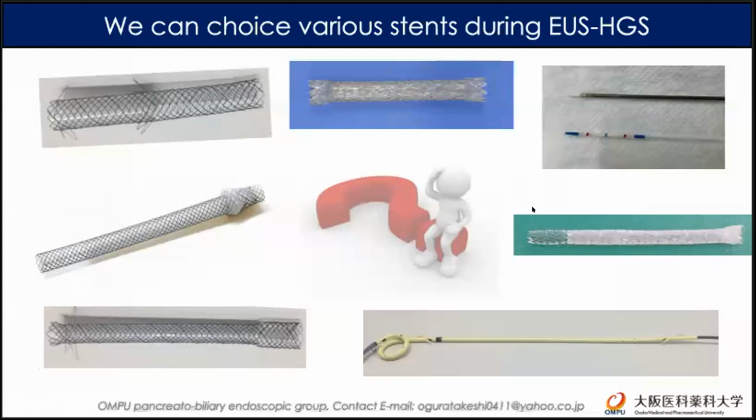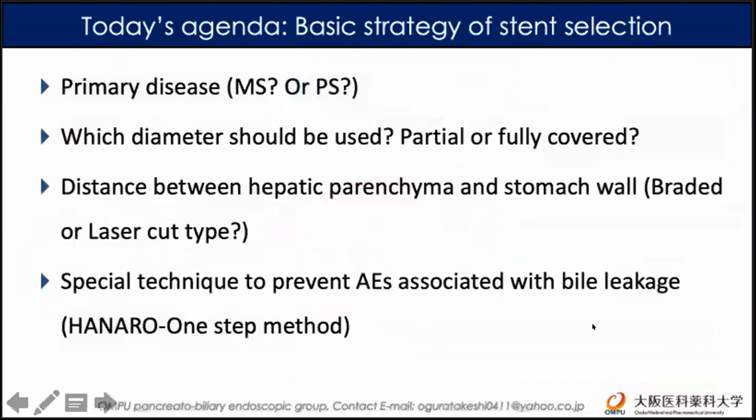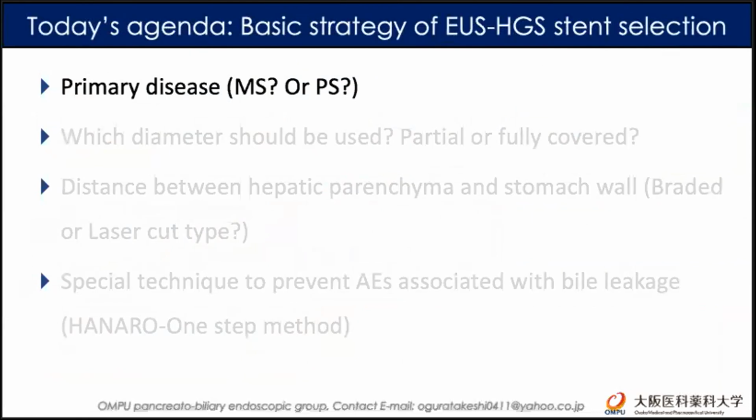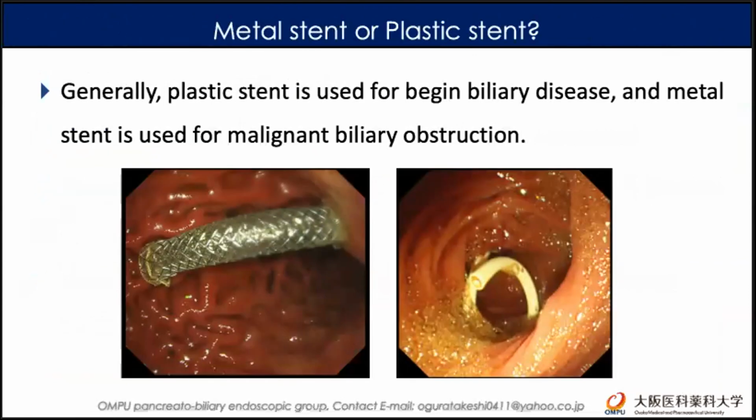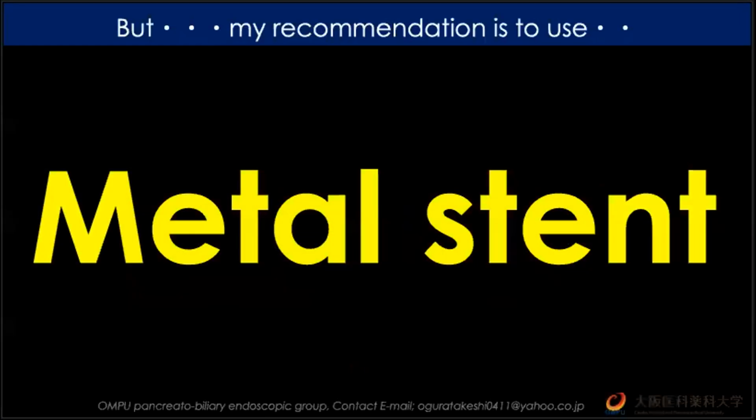We can select various stents, including self-expanded metal stent or dedicated plastic stent during EUS HGS. Today, I'd like to talk about following subjects regarding basic strategy of EUS HGS stent selection. First, which should we choose, plastic or metal stents? Generally, plastic stent is mainly indicated for benign biliary strictures, and a metal stent is also used for malignant biliary obstruction. But my recommendation is to use metal stents.